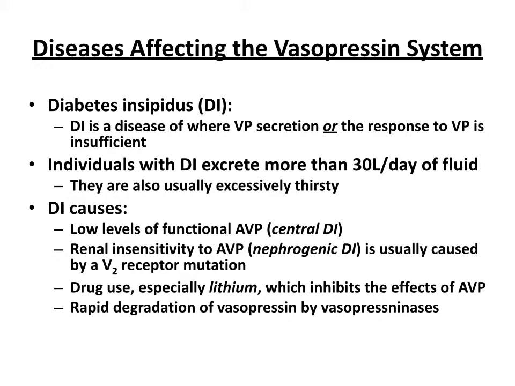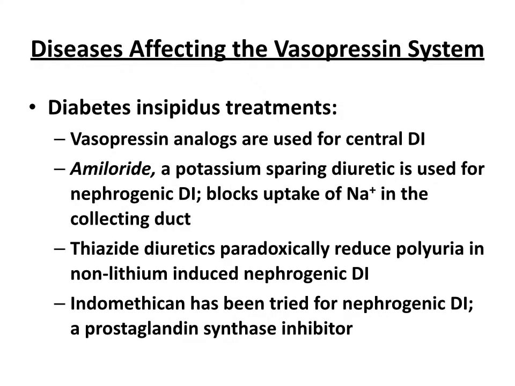And also there's what are called, it's kind of a nice word, vasopressinases. So if people have vasopressinases that are too active, these are enzymes that degrade vasopressin, and you can have too much activity there.